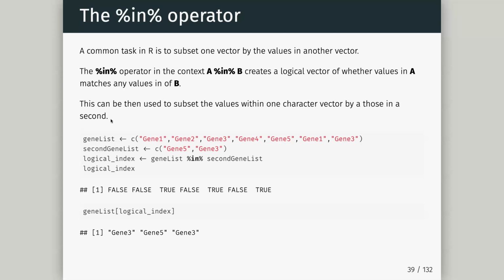So that's true. And I can use this logical index now to subset my gene list just for those which were actually in common. It's going to pull out just the values where it was true. Now we get gene 3, gene 5. So it's very powerful, this in operator, but it's not going to give us numbers back. It's going to give us the positions within the first one, which were also somewhere in our second.